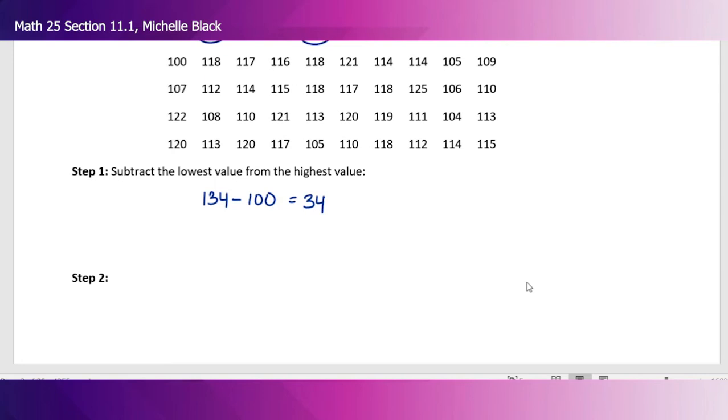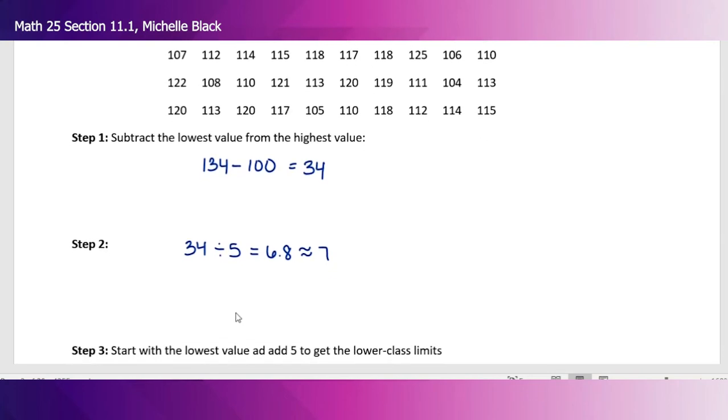Maybe we want to span like 5 degrees per class. So what we could do is take our range, which is 34, and divide it by 5. If you do that in your calculator, you get 6.8. So I'm going to say this is roughly 7. If I make classes that each have 5 temperatures in them, I'm going to need to have 7 classes.